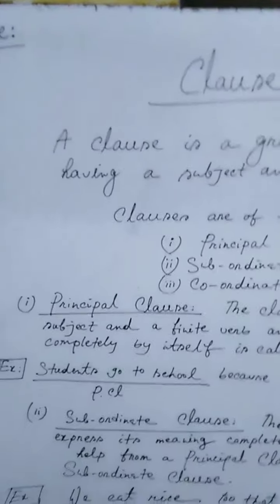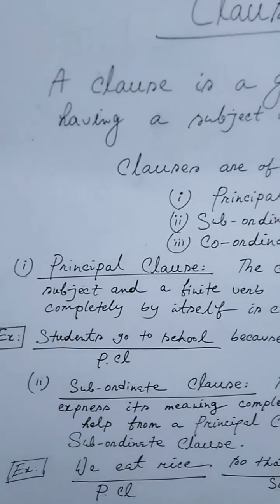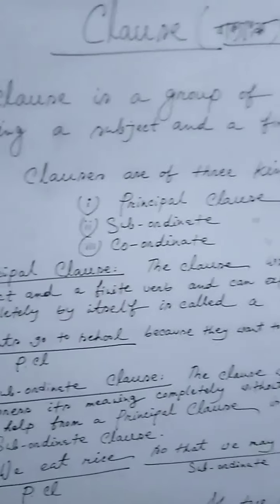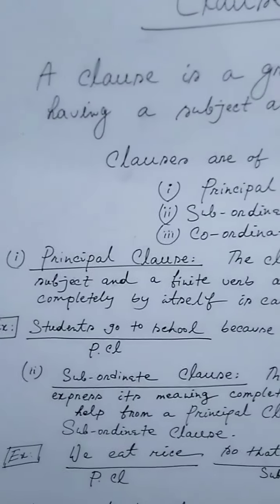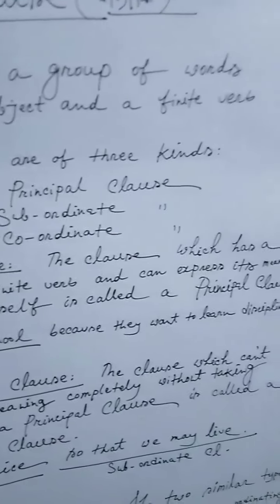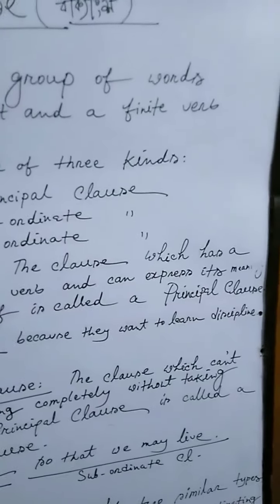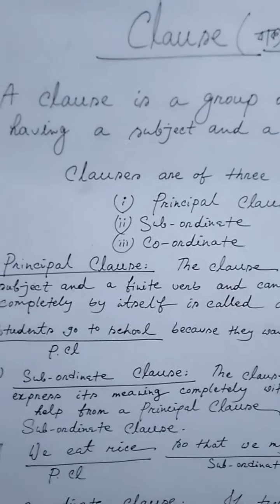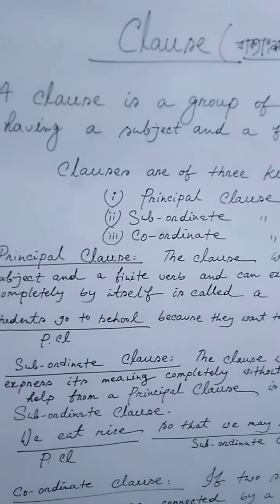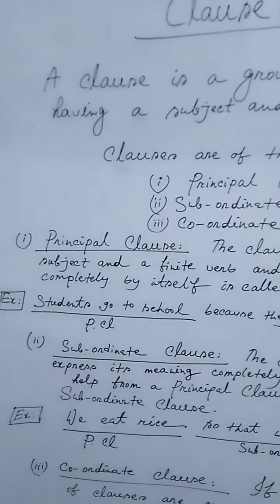Now I will give you the definition of a principal clause. You can see on the board clearly that the clause which has a subject and a finite verb and can express its meaning completely by itself is called a principal clause. That means principal clause is the main clause of a sentence, because if you detach the clause from the rest of the sentence, it can express its meaning completely.